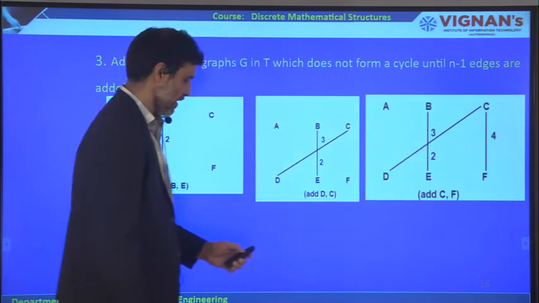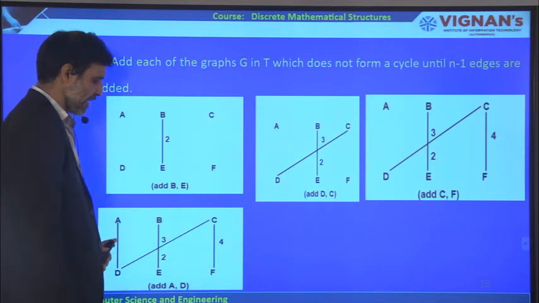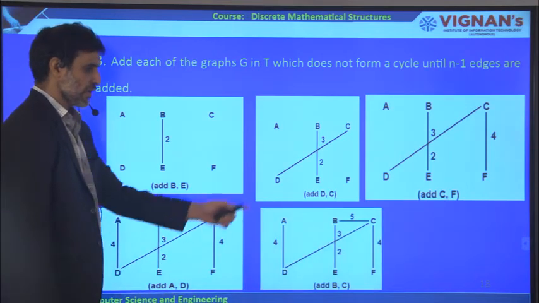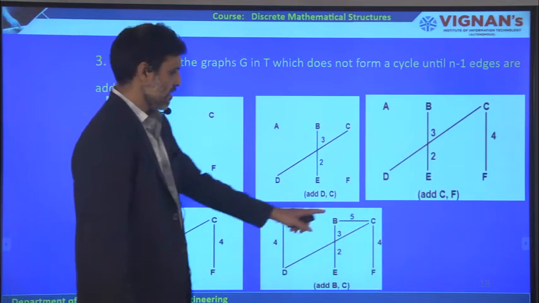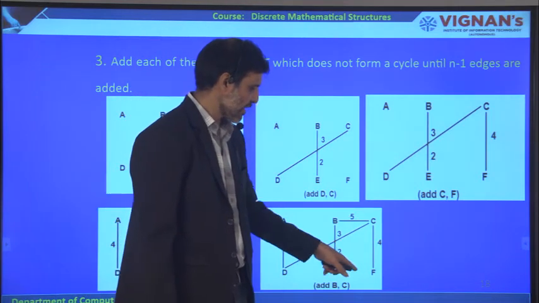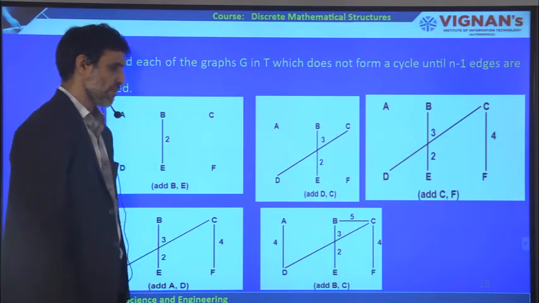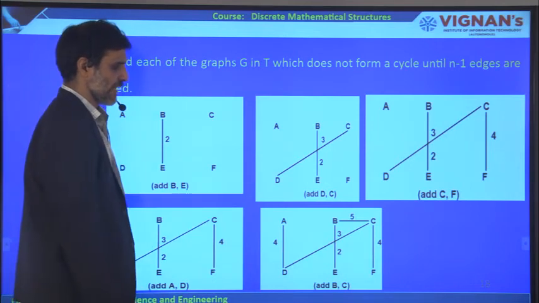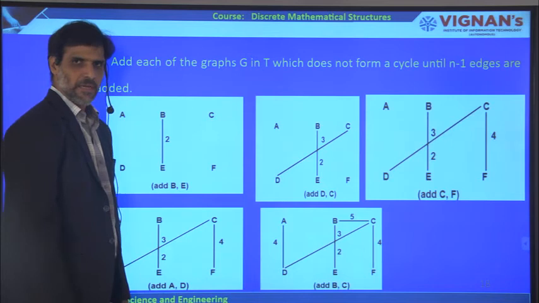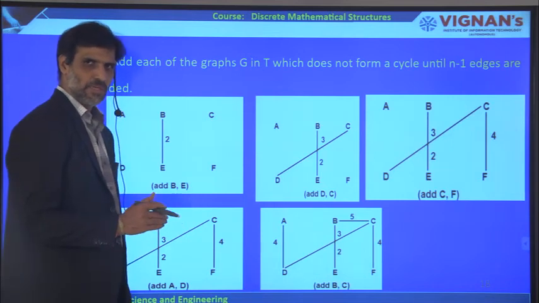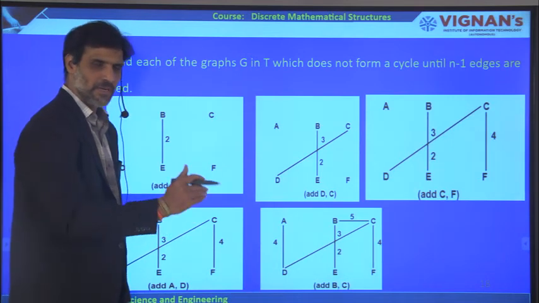Here C4 has been taken, and then you can take AD, and finally you can take BC. Otherwise, if you cannot take BC, you can take with what? E5. But according to the increasing order, we can take the edges in sequence. Therefore, with these 5 steps we can get a minimum spanning tree by removing the other edges so that it will not form a cycle in the given graph.